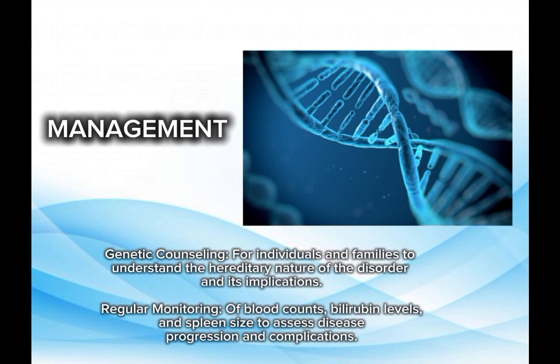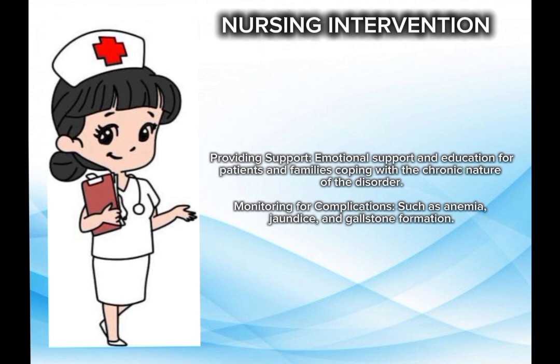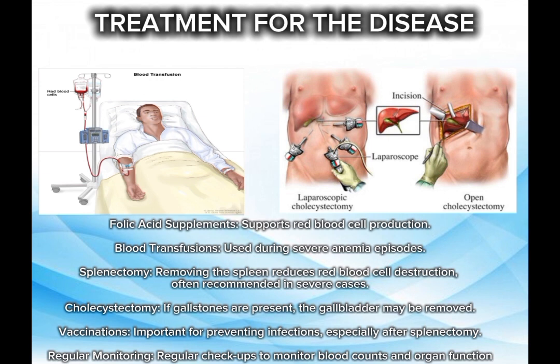First is genetic counseling, which helps families understand the hereditary nature of the disorder. Second, regular monitoring of blood counts, bilirubin levels, and spleen size is essential. Nursing interventions include providing emotional support and monitoring for complications like anemia and jaundice. Treatment options include folic acid supplements, blood transfusion, splenectomy, cholecystectomy, vaccinations, and regular monitoring.